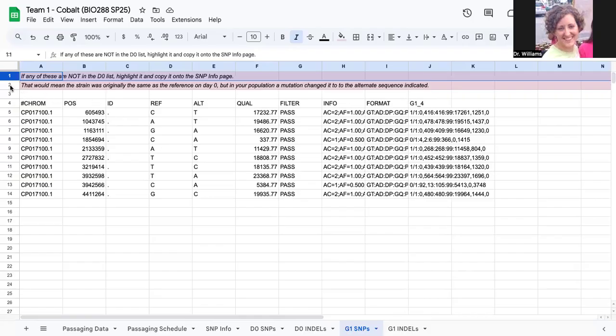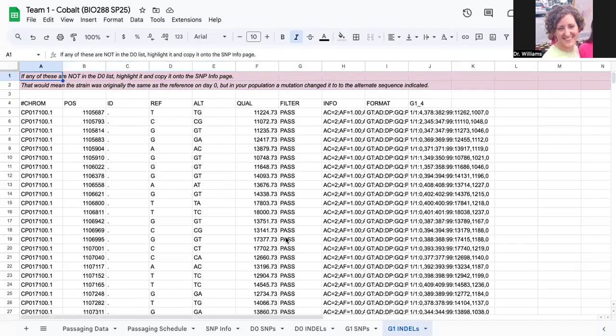But the ones that are not on the day 0 list, that would mean the strain was originally the same as the reference on day 0, but in your population, a mutation changed it to the alternate sequence indicated, right? So we want to take those mutations and move them to our SNP info page for further analysis.